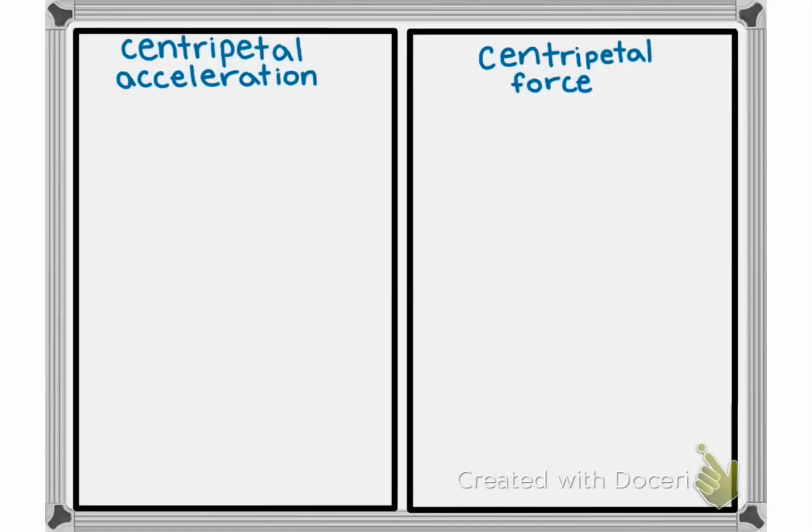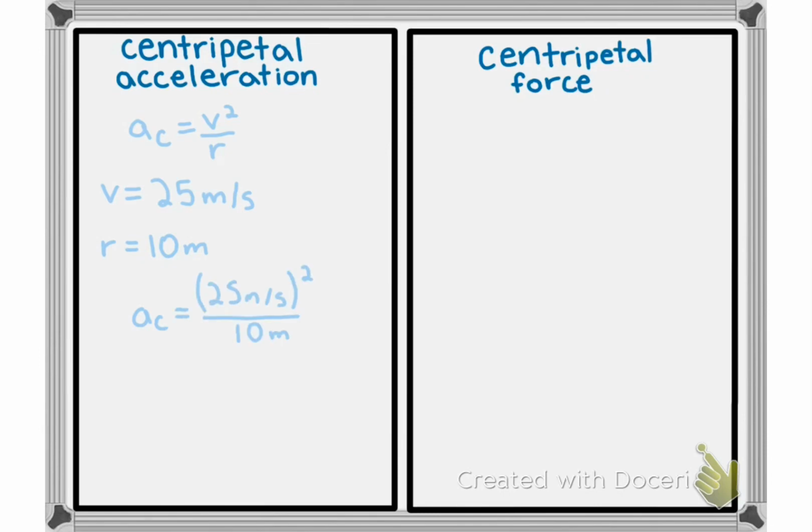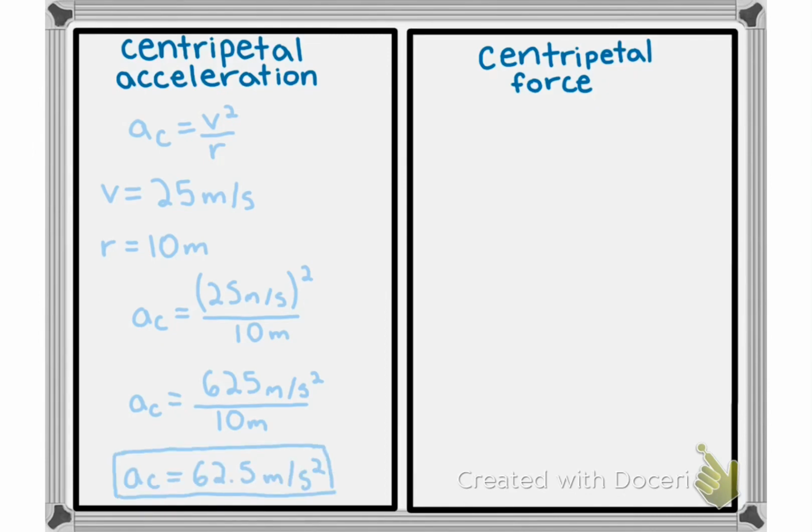Let's look at some equations for centripetal acceleration and force of a car that rounds a curved track. Centripetal acceleration equals the velocity squared over the radius. Let's say the car's velocity is 25 meters per second and the radius is 10 meters. So if we plug these into the equation, we have 25 meters per second squared over 10 meters. 25 squared equals 625, so 625 meters squared per second squared over 10 meters. If we divide this, we get a centripetal acceleration of 62.5 meters per second squared.